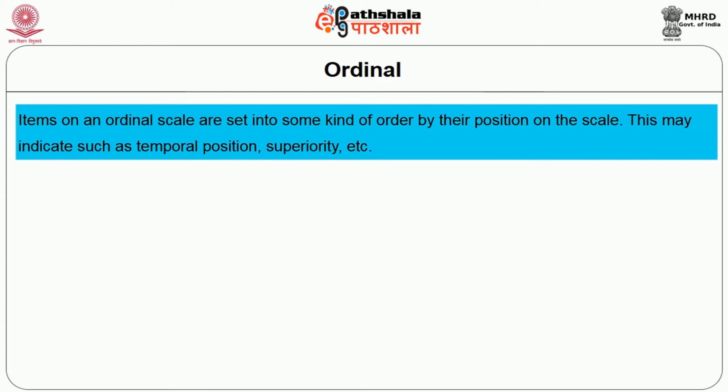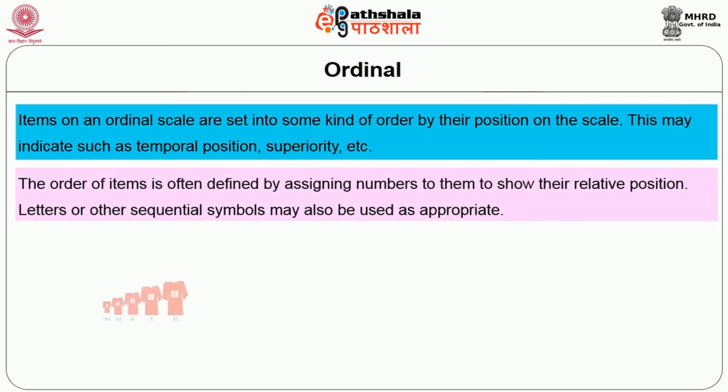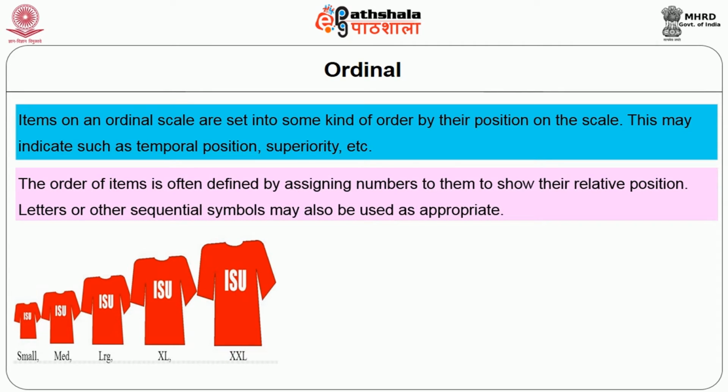Next, coming to ordinal. The ordinal items on a scale are set into some kind of order by their position on the scale. This may indicate such as temporal position, superiority, and so on. The order of items is often defined by assigning numbers to them to show their relative position. Letters or other sequential symbols may also be used as appropriate.